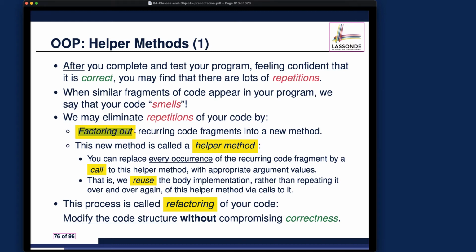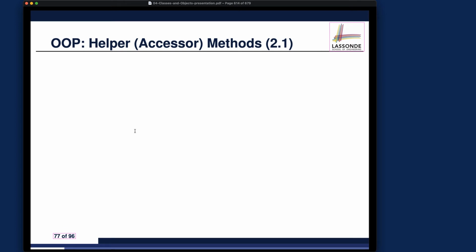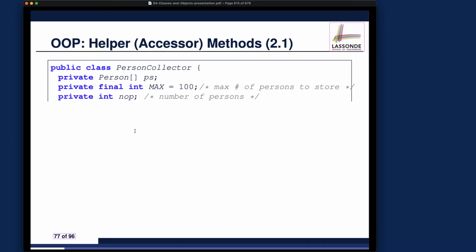All right, so now let's talk about 3 examples for going from the version with lots of repetitions to the version without the repetitions using a helper method. Let's do 3 examples together. Let's see the first one.